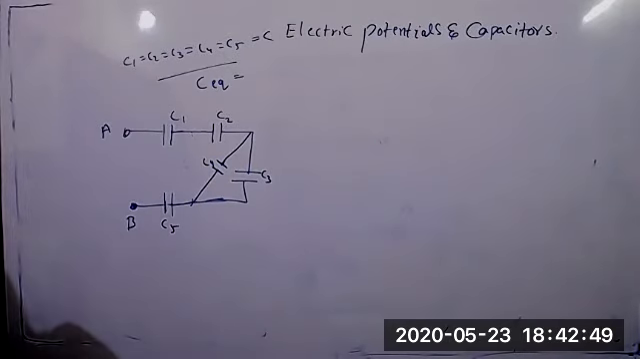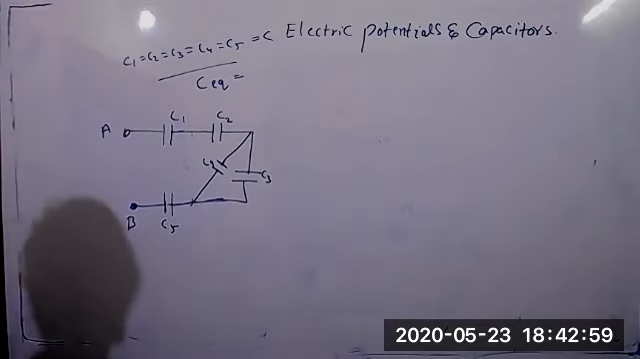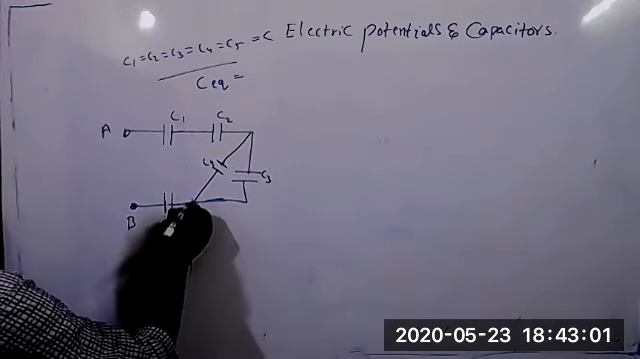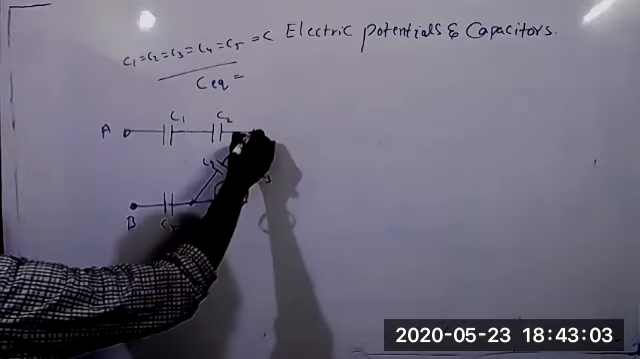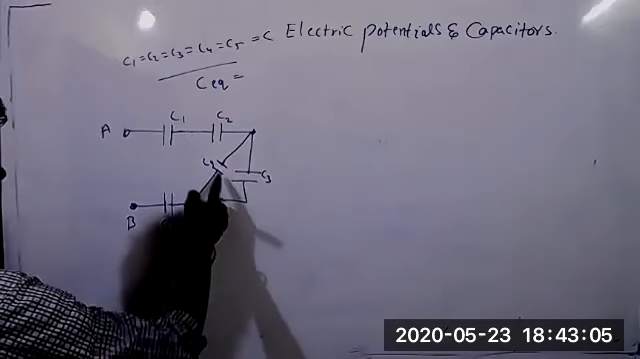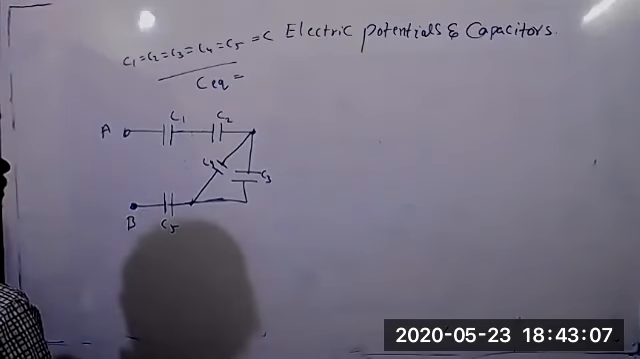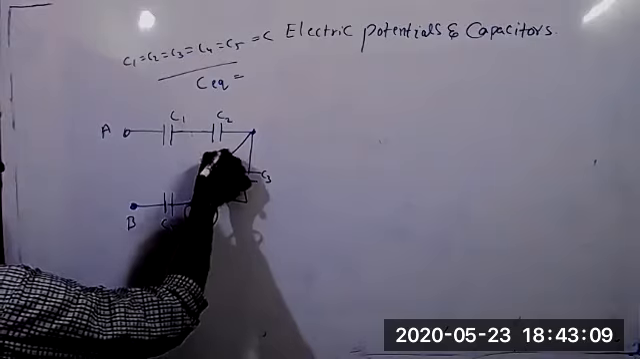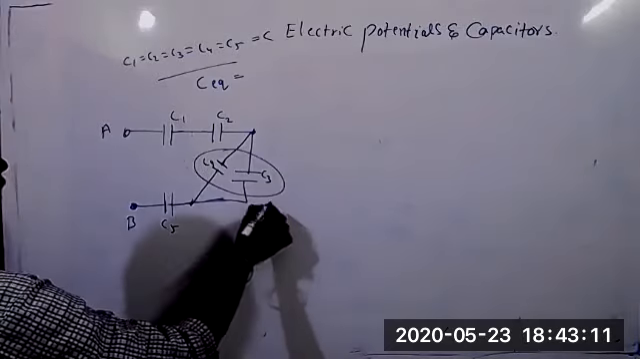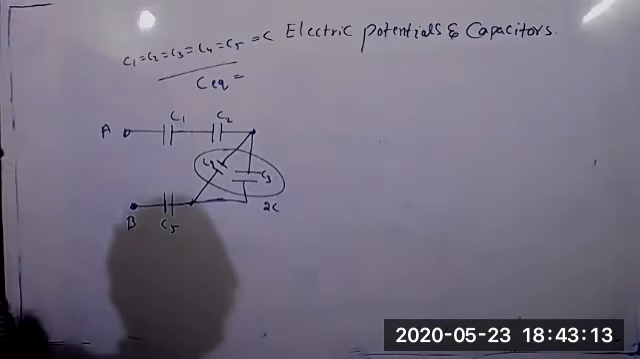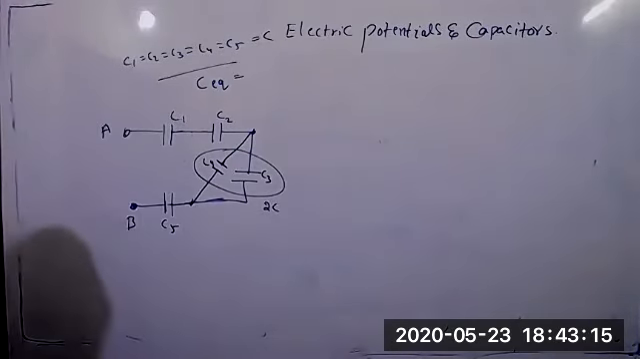Will it come to C, sir? 2C. This 2 will be in parallel. Parallel means what will happen? It becomes 2C. It will be 2C. Remaining 2C, sir.